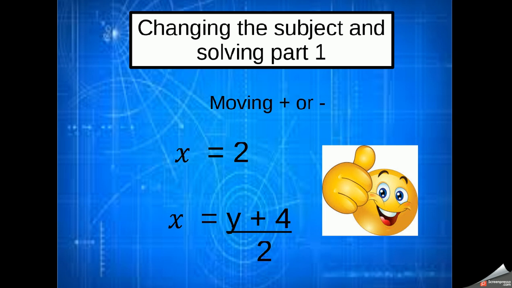Similarly, if you have, say, a 2 underneath by here, the opposite to this division by 2 is multiplying it by 2. So if I multiplied the right side by 2, I'd have y plus 4. I'd have to multiply the left side by 2, I'd have 2x. So just as the opposite to multiplying is dividing, the opposite to dividing, as is shown by here, is multiplying.